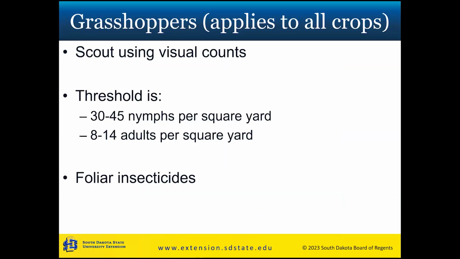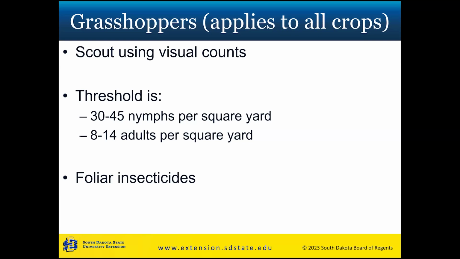So how do we scout for grasshoppers? And again, this isn't just for small grains and wheat. This is for all our crops. We use visual counts. We stand in one spot, you stand still, and you estimate a square yard around yourself. And so when you're standing there, then you count how many grasshoppers are moving around in that square yard. When you have 30 to 45 nymphs per square yard, you're at threshold, or 8 to 14 adults.